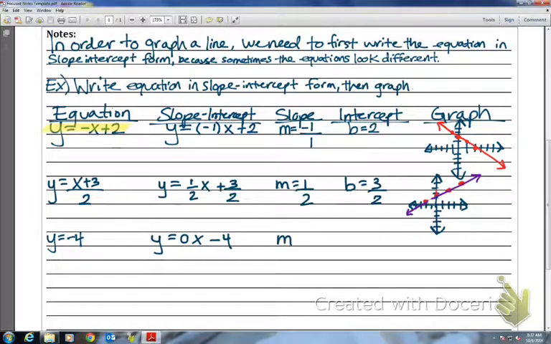So my slope in this case is 0. My y-intercept, or b, equals -4. So when I graph, it looks something like this. I always start at which one? The y-intercept. All right, so we're going to start at -4. So I'm going to put a point down here at -4. And since my slope is 0, it's actually a horizontal line.